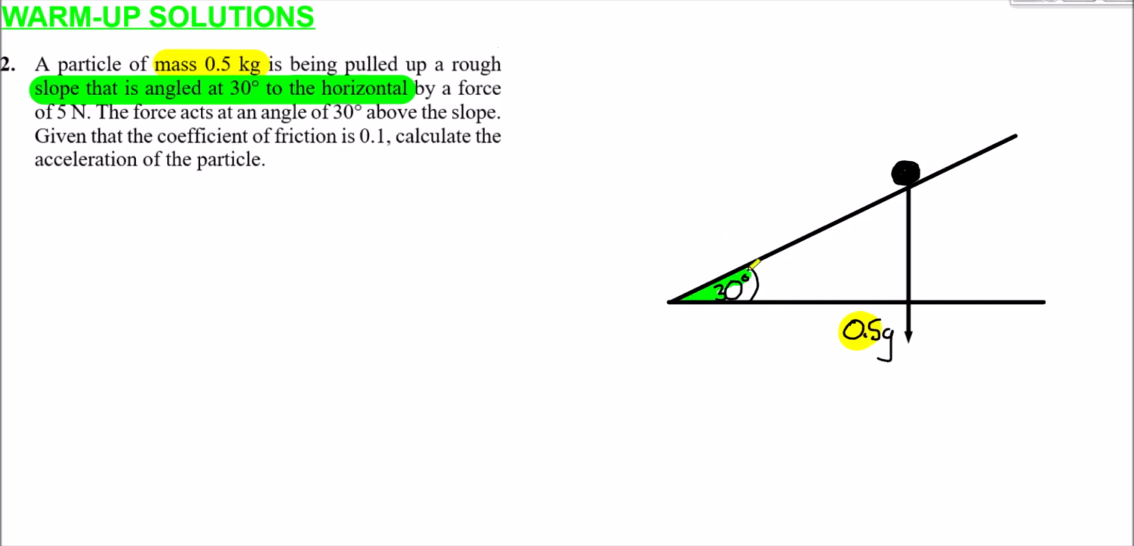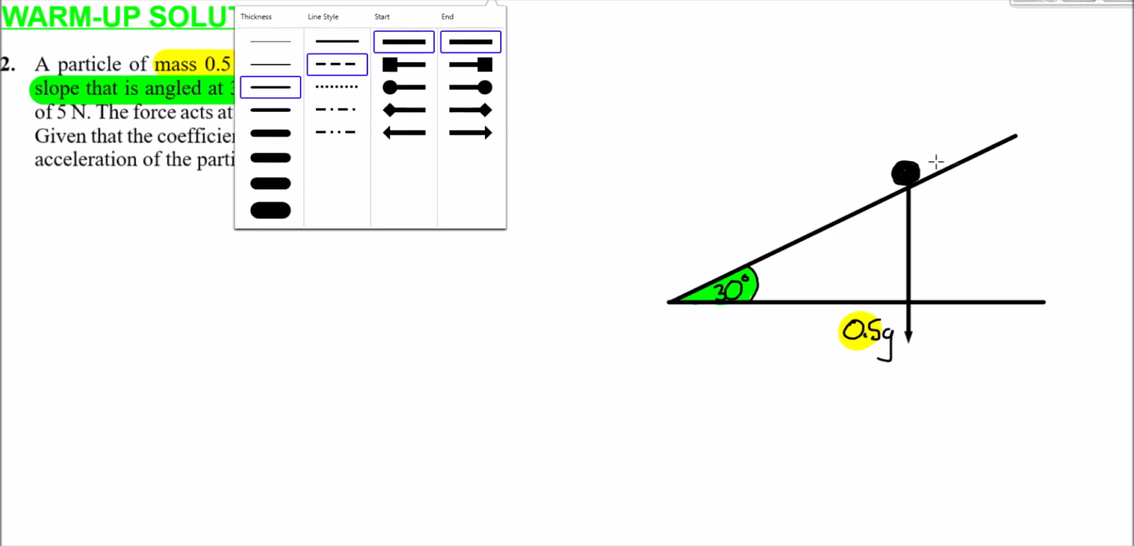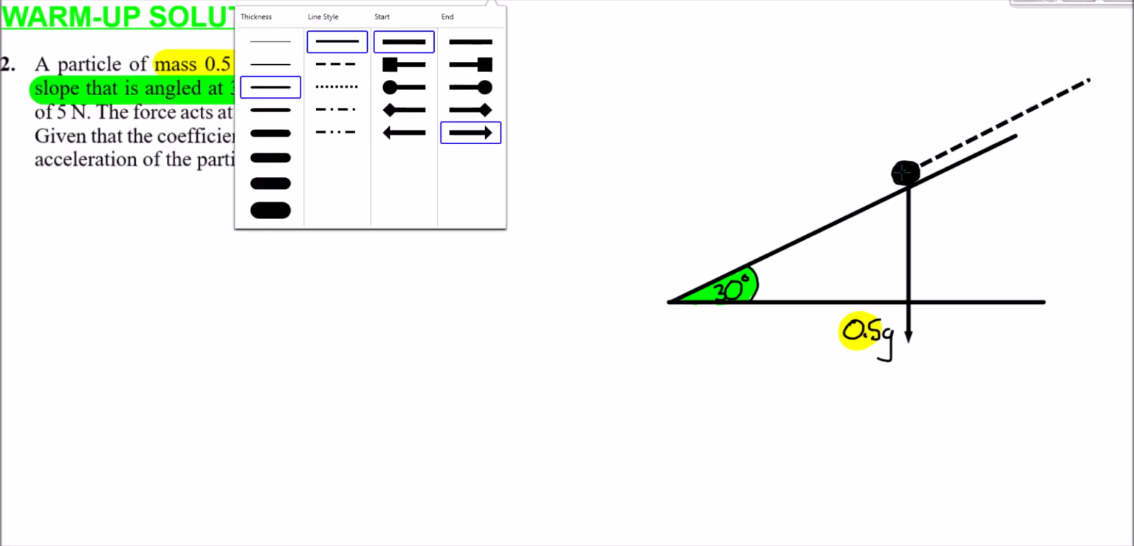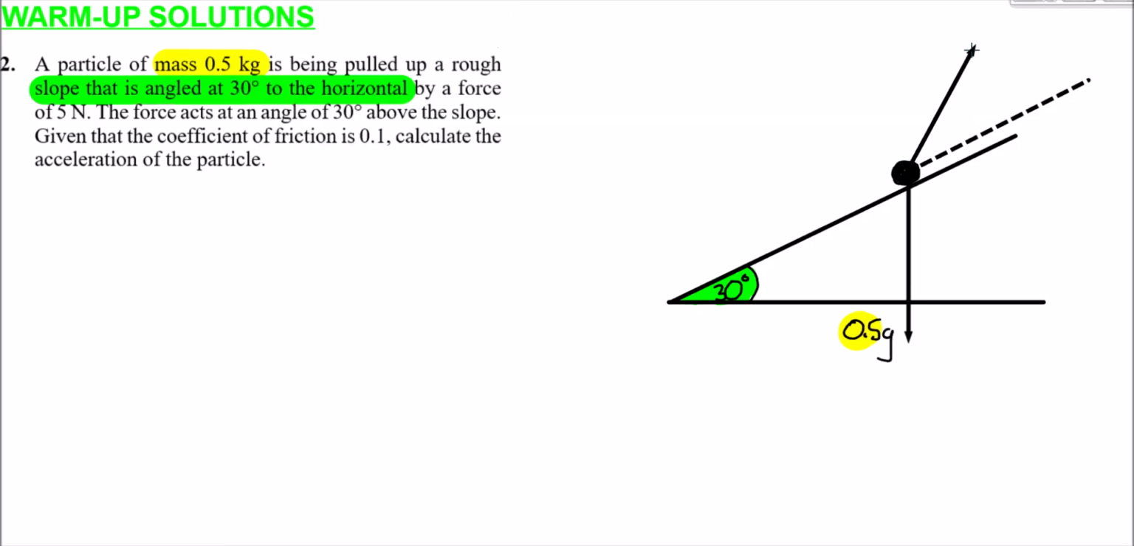What else are we told? So just read it carefully and add in the information meticulously. So it's being pulled up a rough slope by a force which is 5 newtons of magnitude. Now this force itself acts at an angle 30 degrees above the slope. So it's not acting parallel to the slope, it's acting above the slope. So if I just sketch on a dotted line which is going parallel to the slope, we can now imagine the force acting at this angle, angled at 30 degrees above it.